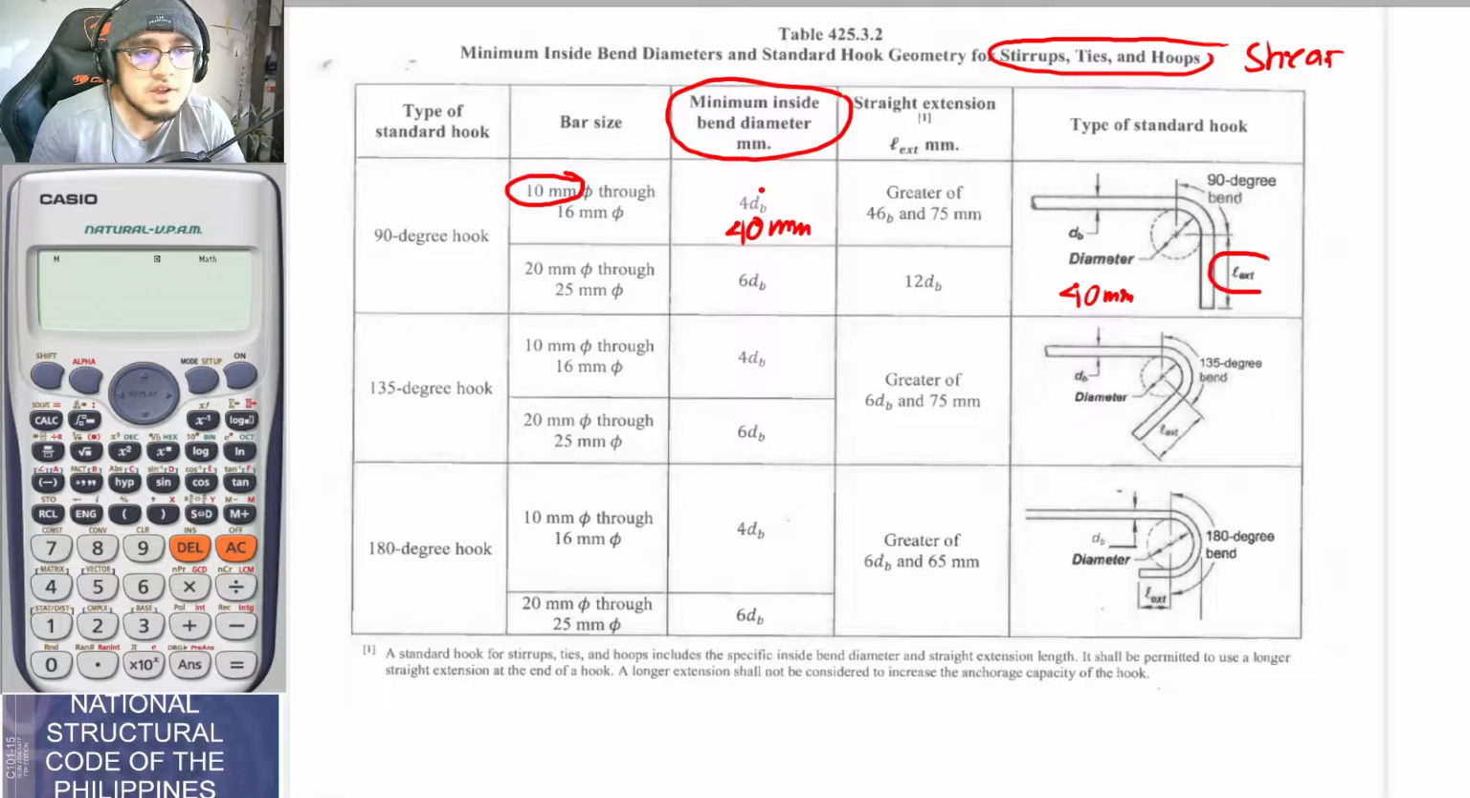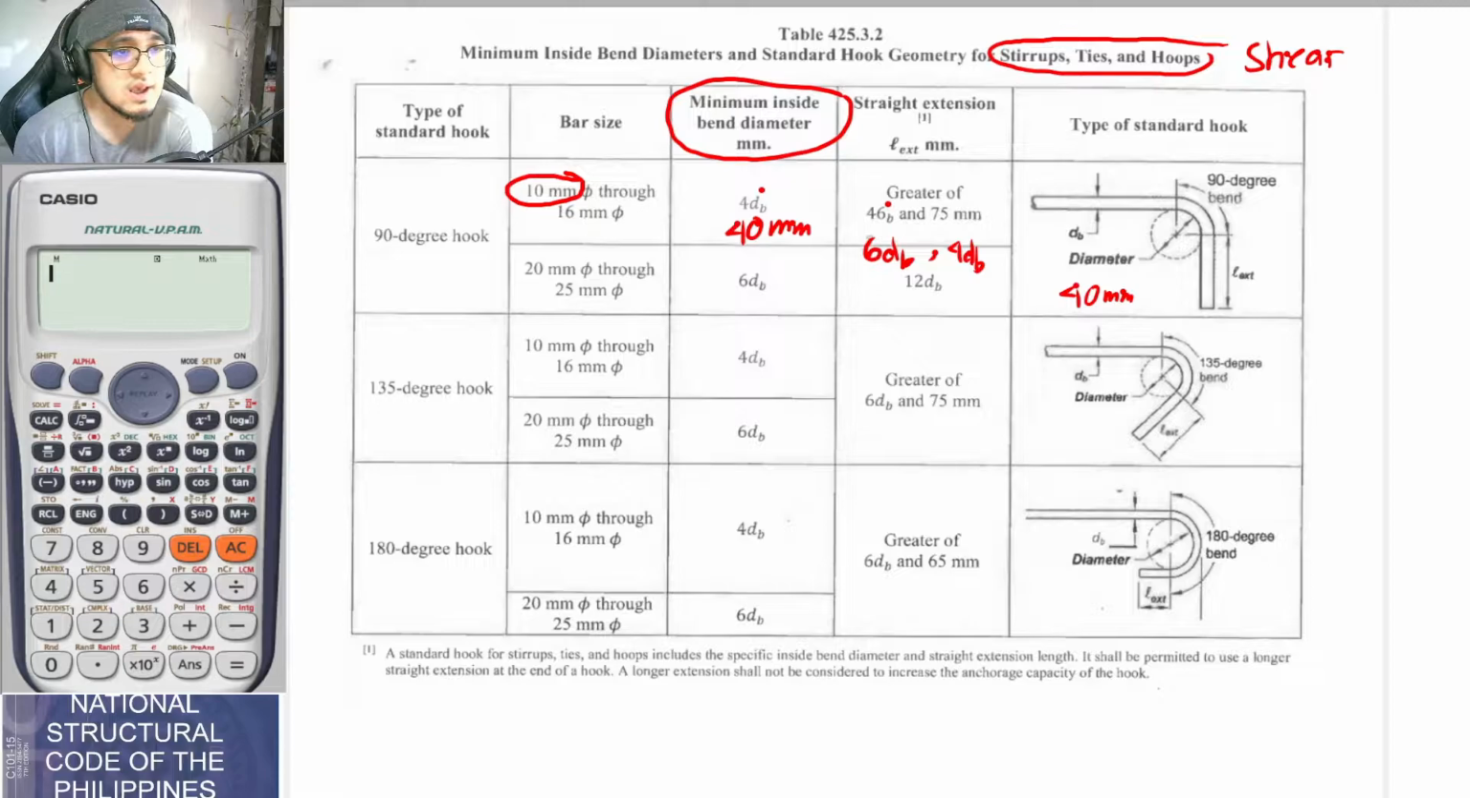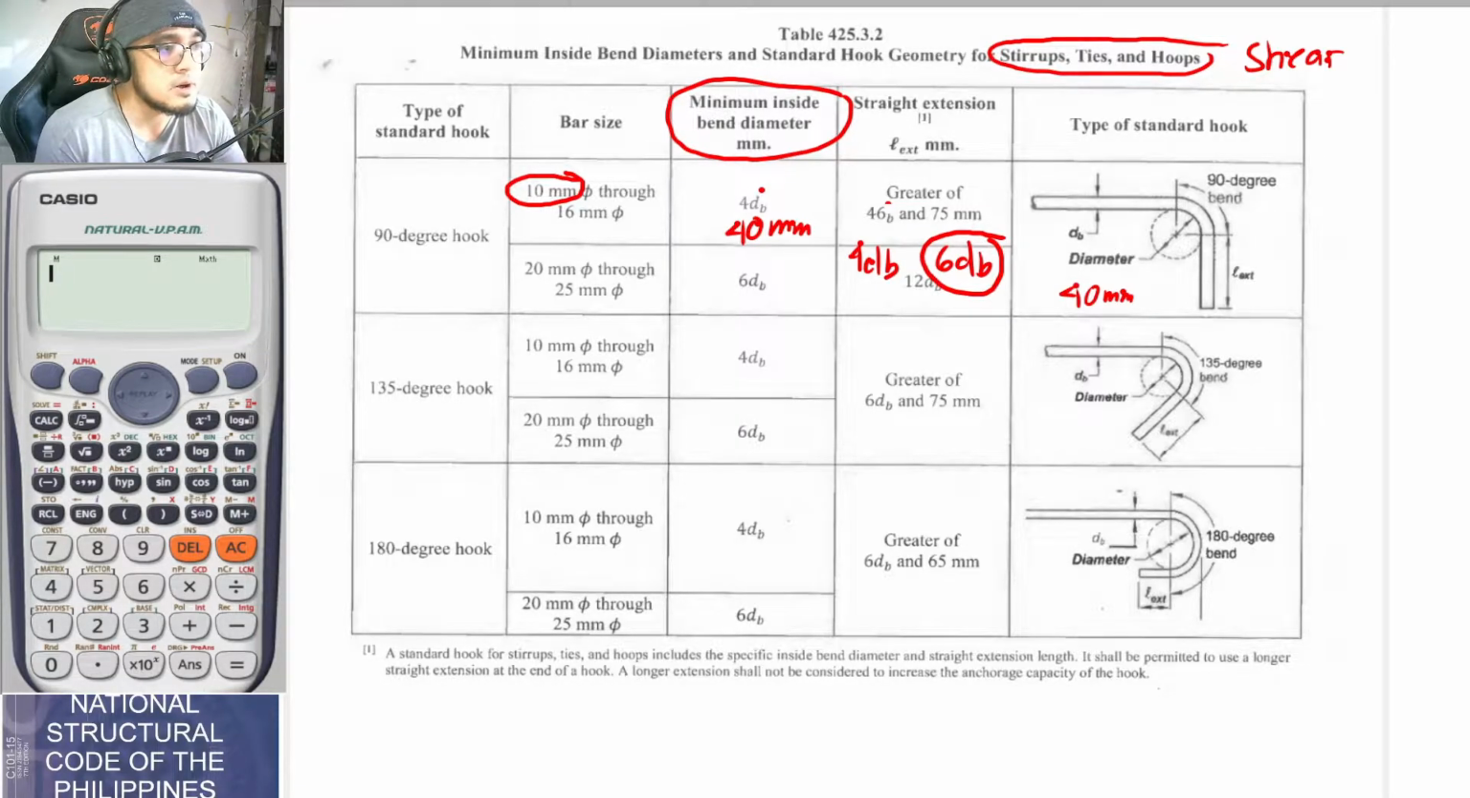So the minimum extension here is to be greater than, oops, I think this is a typographical error. So nakalagay dito 46B. So I think this is 6 diameter B, or maybe 4 diameter B. But in my case, guys, I would just be using 6 diameter B, or 6 diameter of bar, since this is much more conservative. So hindi ko alam kung na-update na 'to ng NSCP, but this is erroneous. So it is either 4 dB or 6 dB, but of course this would give you a higher value, and thus it will be much more conservative.